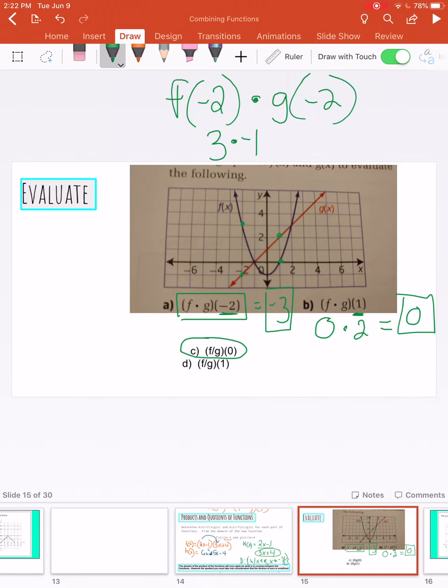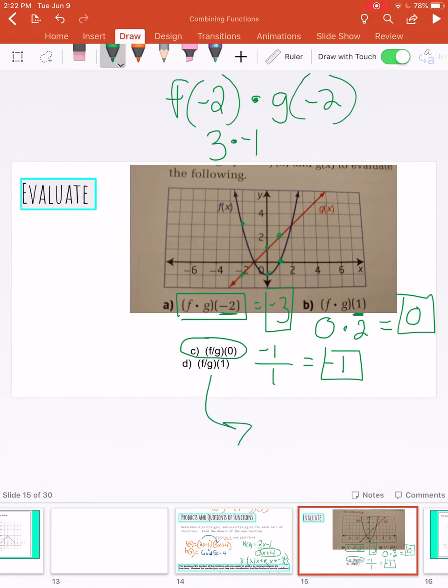So let's do c. At 0, my f function is... oh, sorry, let me fix that. No, it's not. At 0, my f function is -1, and my g function is +1. So I have -1 divided by +1, which gives me -1.